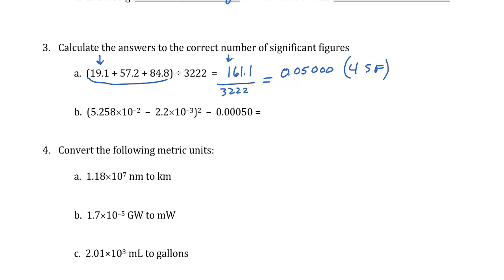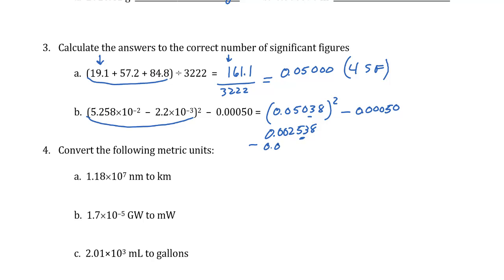The next problem is similar. Doing the subtraction first in the parentheses yields 0.05038, where the 3 is the last significant digit. That value is squared, and then subtract from that the 0.00050. The squared term works out to be 0.002538 to 3 significant figures.